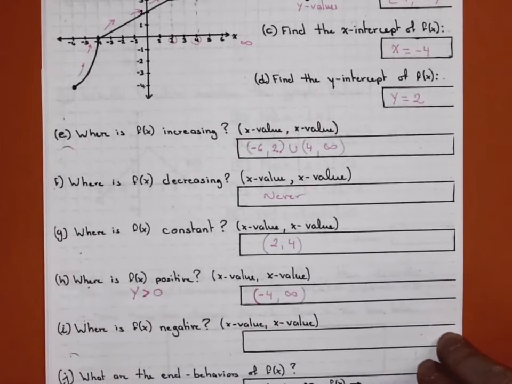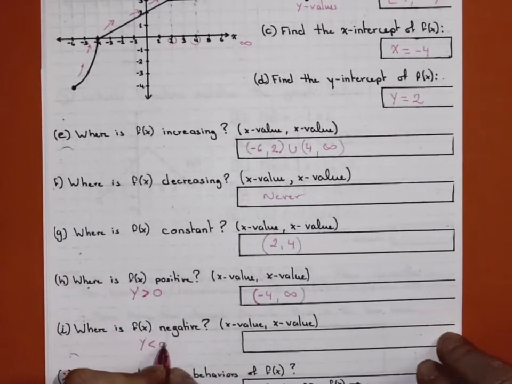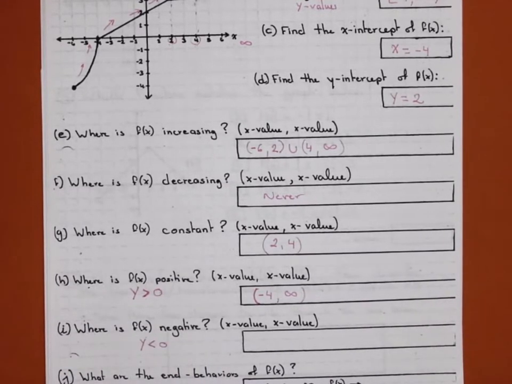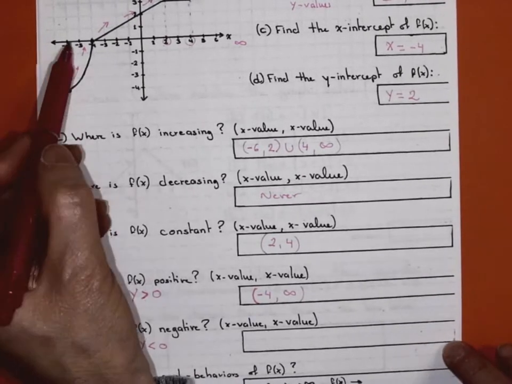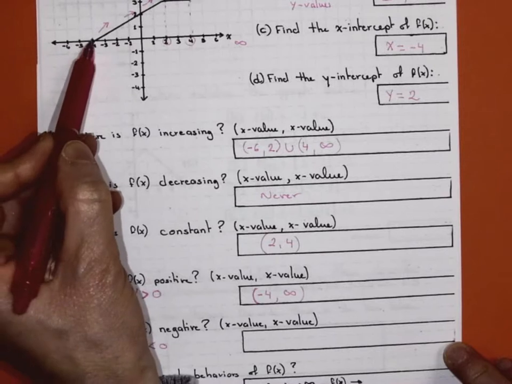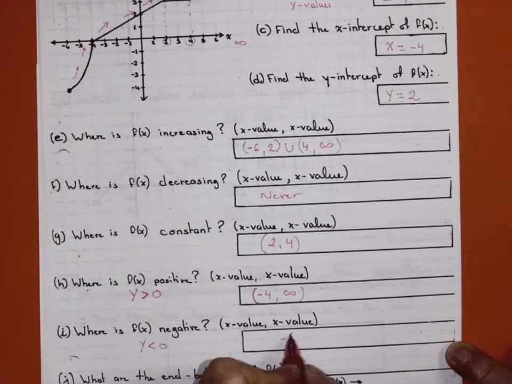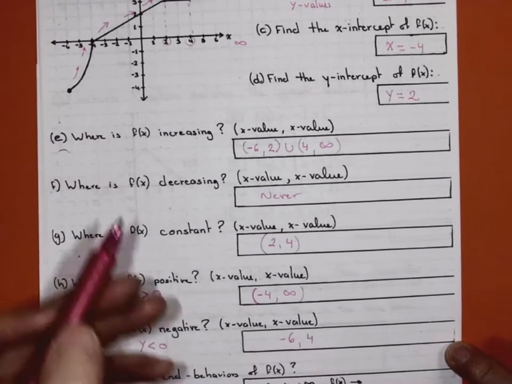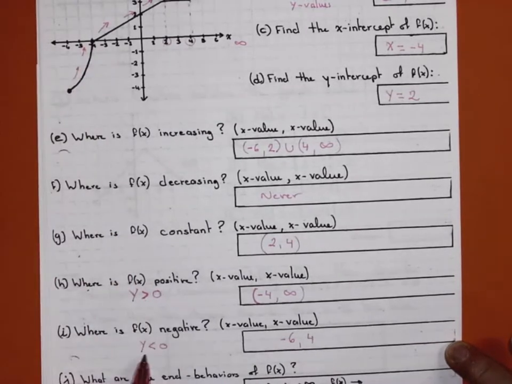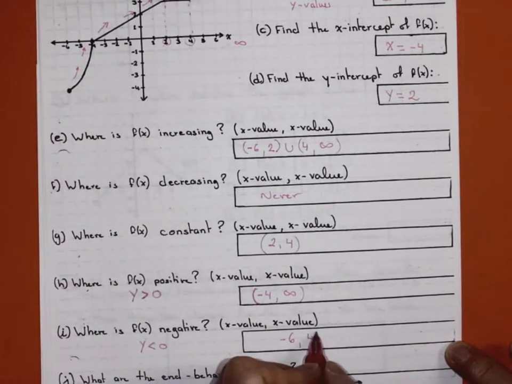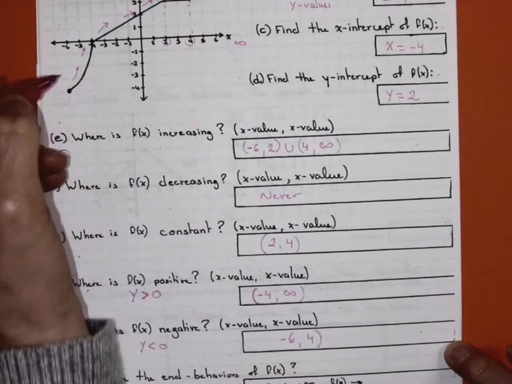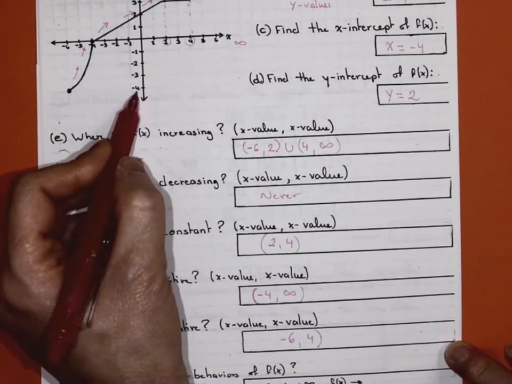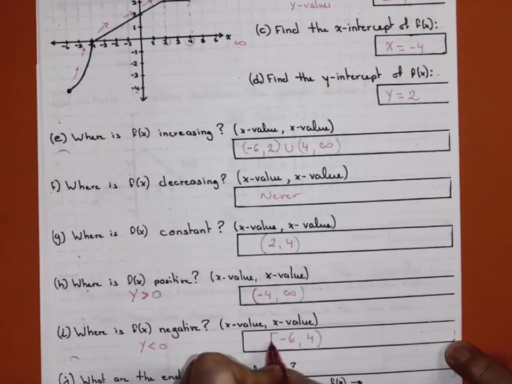Where is f of x negative? That would be where are the y less than 0. So now I want to know where is my graph below the x-axis, and the graph is going to be below the x-axis from -6 all the way to 4. At 4 we are at 0, we are not less than 0, so not including 4. But at -6 my y value is definitely a negative y value, right? It's -4, so I want to include that.